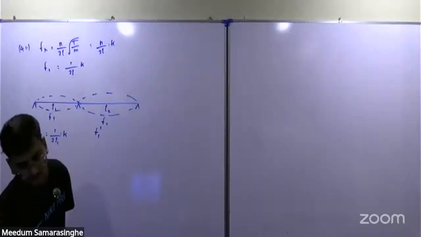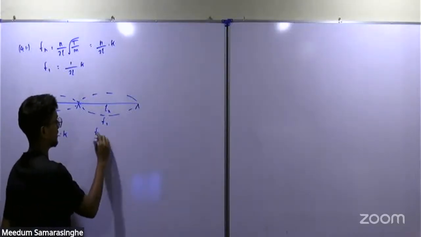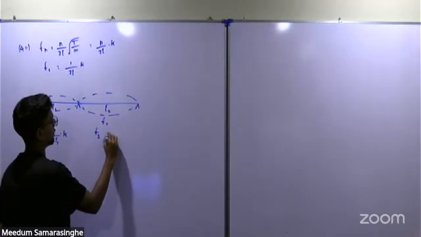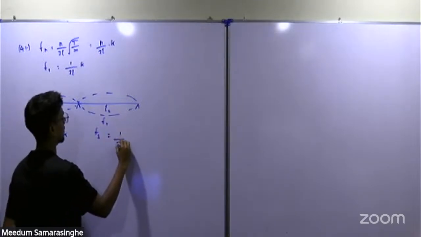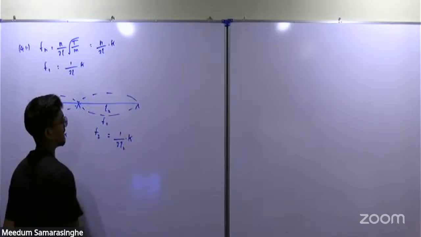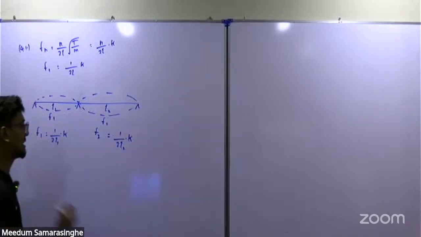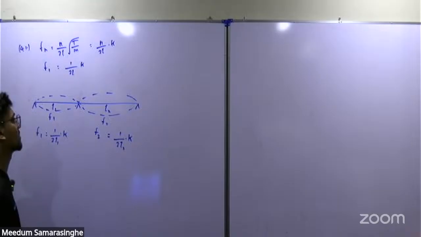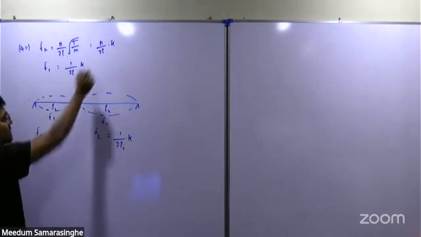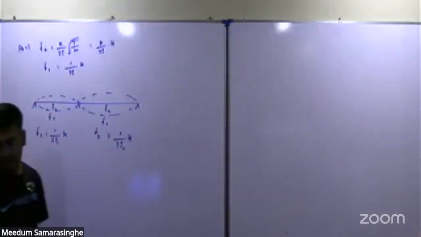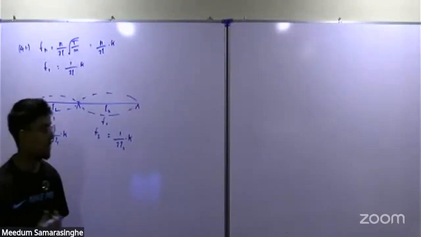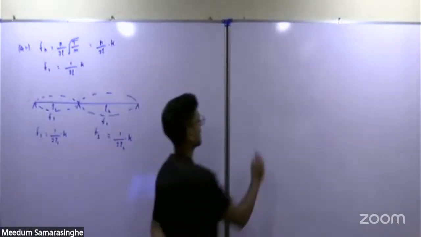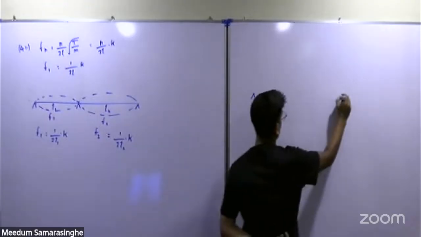The fundamental frequency of this one is F2, that is equal to 1 over 2 L2 times K. Why K? Same tension, same mass per length, so K is a constant for both. Now you are going to remove this knife edge and you need to find the fundamental frequency of that wire.